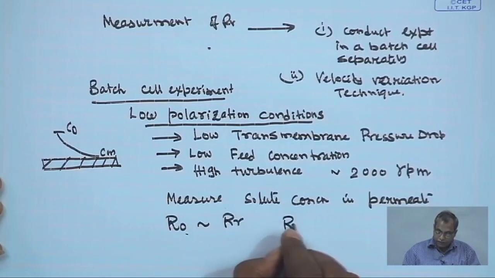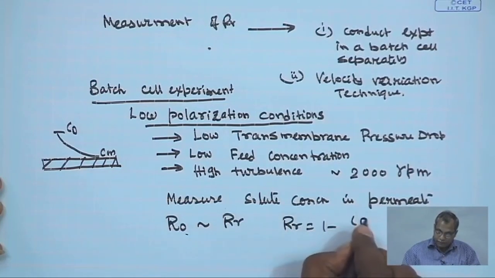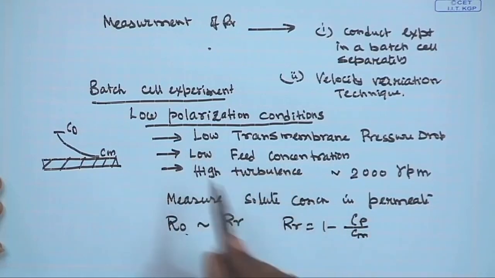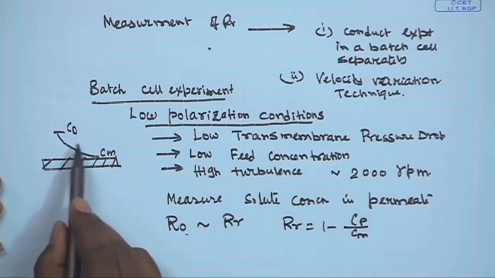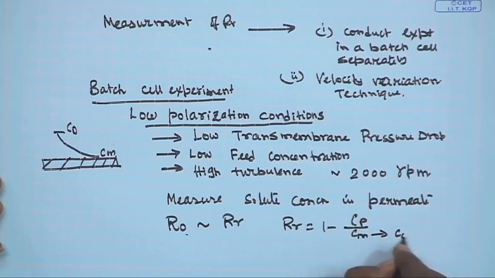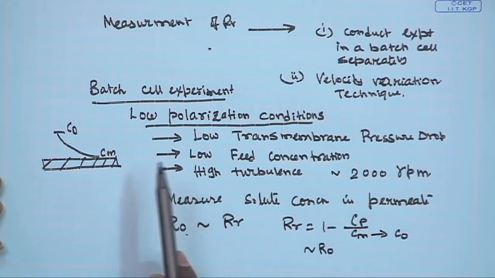Real retention is 1 minus Cp by Cm, and under these low polarization conditions, everything will be mixed up and the existence of the mass transfer boundary layer is minimized. So, Cm will approach C naught, and I will get the observed retention. Whatever retention I observe in this small batch cell experiment in a small laboratory setup, which is highly under our control, the observed retention will tend to the real retention.